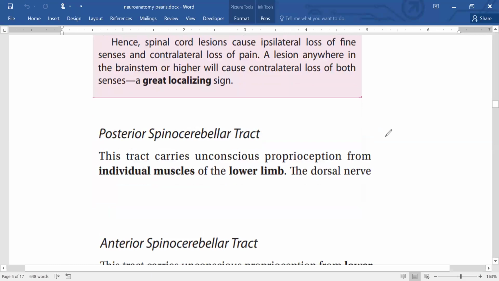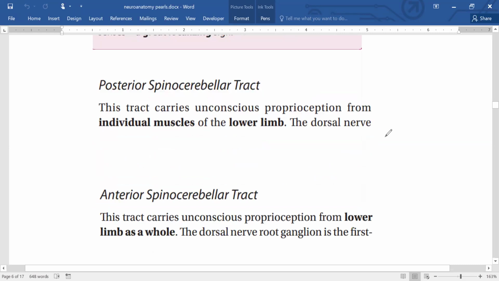Okay, so talking about the spinocerebellar tracts, there are two spinocerebellar tracts, the posterior spinocerebellar tract and the anterior spinocerebellar tract, and another one which is known as the cuneocerebellar tract. So there are three cerebellar tracts which are carrying the unconscious proprioception from the body to the cerebellum. The sense of proprioception is coming in these three tracts.